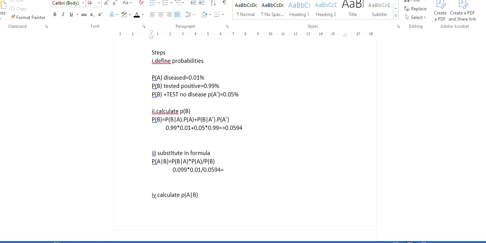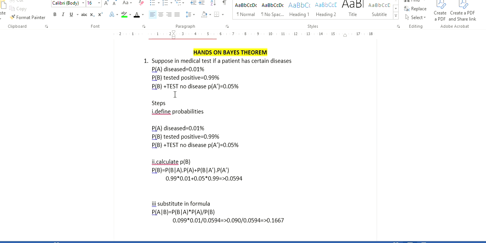After simplification, we get 0.099 divided by 0.0594. So what is the answer? This will be 0.1667. So that is the answer. After calculating, write this here: 0.1667, which is nearly equal to 16.67%. So 16.67% we can accept as the positive rate of the disease. So this is how you have to solve the problems if such kinds of problems are given. Based on the tested positive, you have to solve.